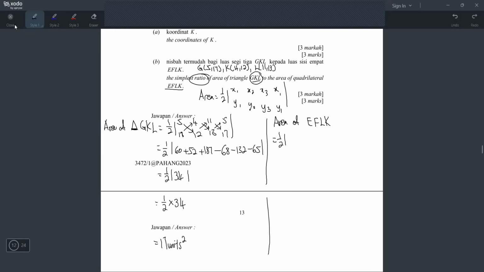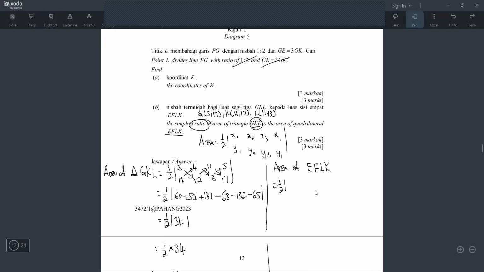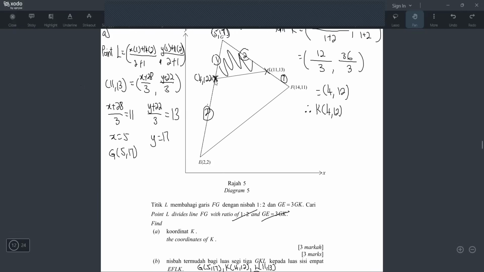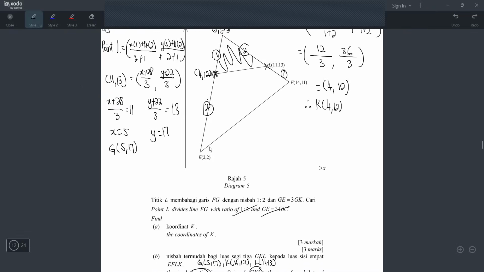Then only it's possible to find the area. We need to have the vertices, all the vertices. So do I have the E, F, L, K coordinates? Point E have, point F, yes, got. L and K also have. So now I have to write down the coordinates here.